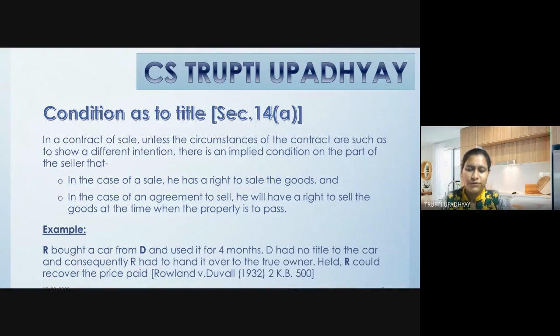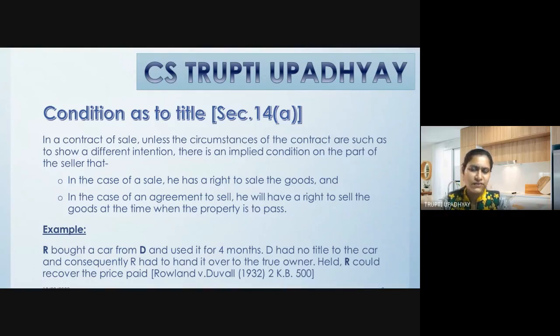Here, from the case study, we can understand that a non-owner, or a person who has no right to transfer the ownership, if he transfers the ownership, will be transferring a defective title and not a valid title. So when R received the car from D, obviously the title of the car which D had was a defective title. He was not the owner, or he didn't have the authority of the owner to sell the car on behalf of the owner. Therefore, he is considered to have a defective title.